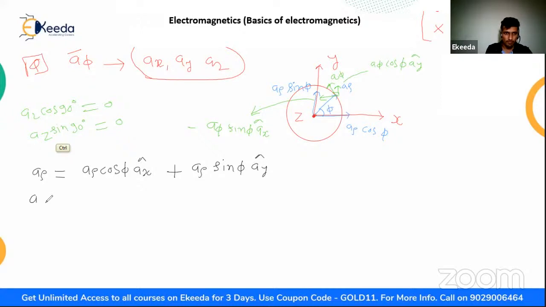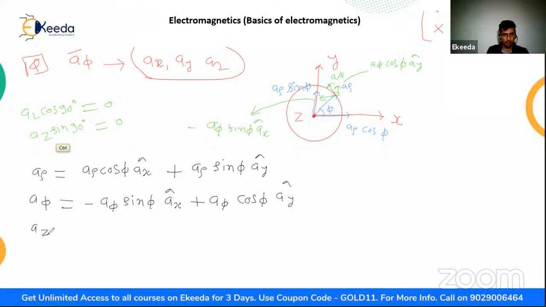Now I will write a phi. The component of a phi in the x direction is minus a phi sin phi in the direction of ax cap, and this other component is a phi cos phi in the direction of ay.